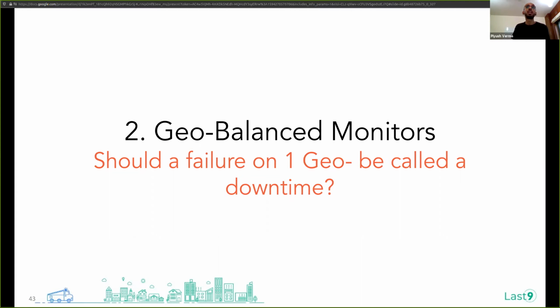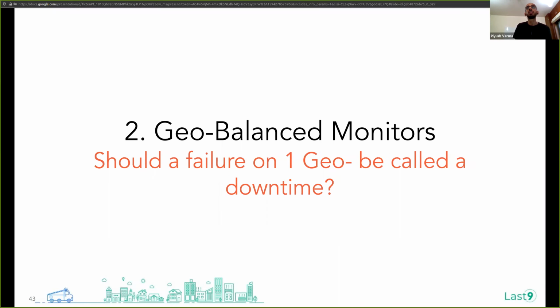The biggest challenge with geo-balanced monitors is, should the failure of one geography be called a downtime, or should it be ruled out? Let's hear this out. Let's say my service is deployed in Mumbai, and I have monitors, and obviously there are services accessing it from Singapore as well. A large part of the traffic is from Mumbai, and some from Southeast Asia. If Singapore detects my service to be down, is this actually down or not? Should I call it down, when Mumbai can reach it? How should I see this? This is a constant challenge. There's no real answer for it.